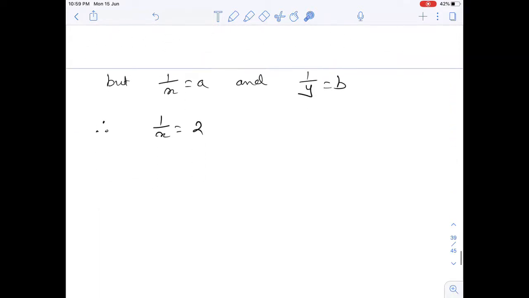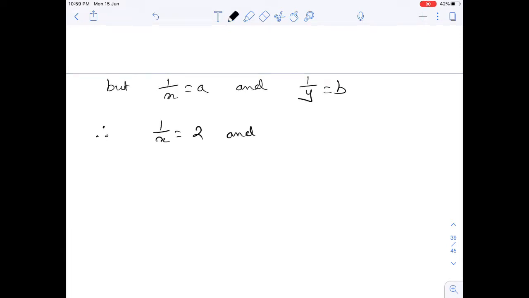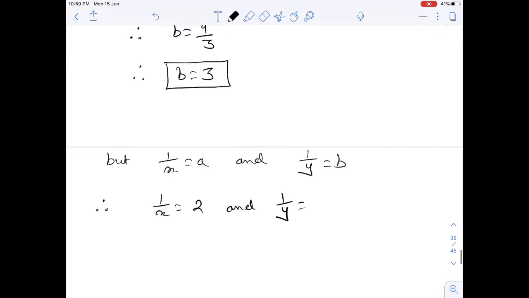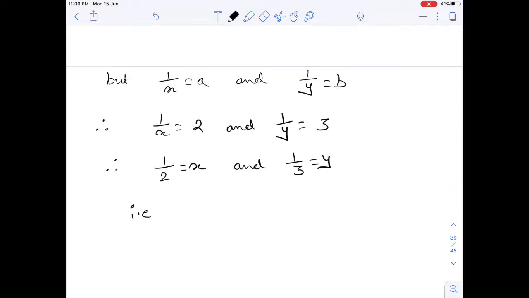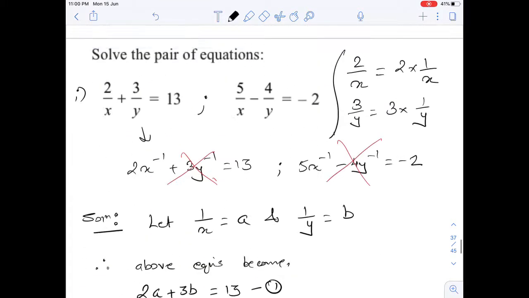And 1 upon y equals the value of b, that is 3. Therefore 1 upon 2 equals x and 1 upon 3 equals y, that is x equals 1 upon 2, y equals 1 upon 3 is the solution of the given equation. Okay, so in this way, let us revise what we have learned once again.